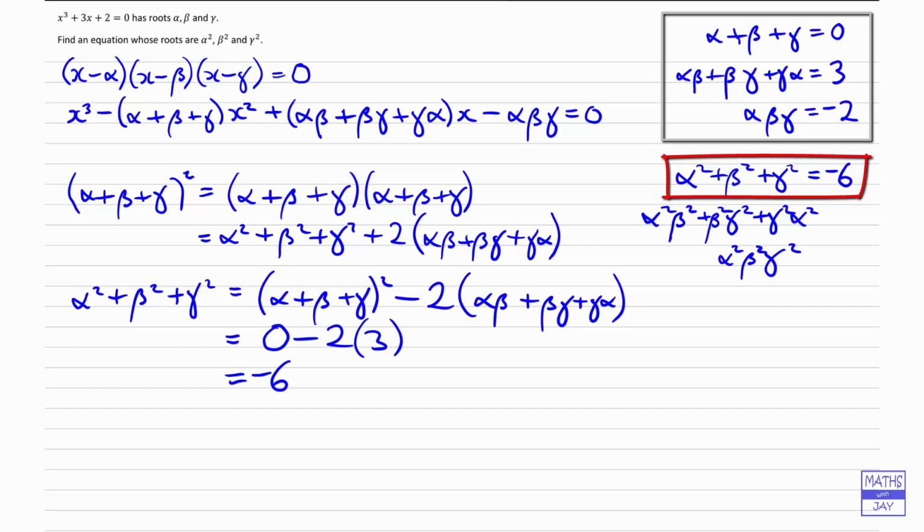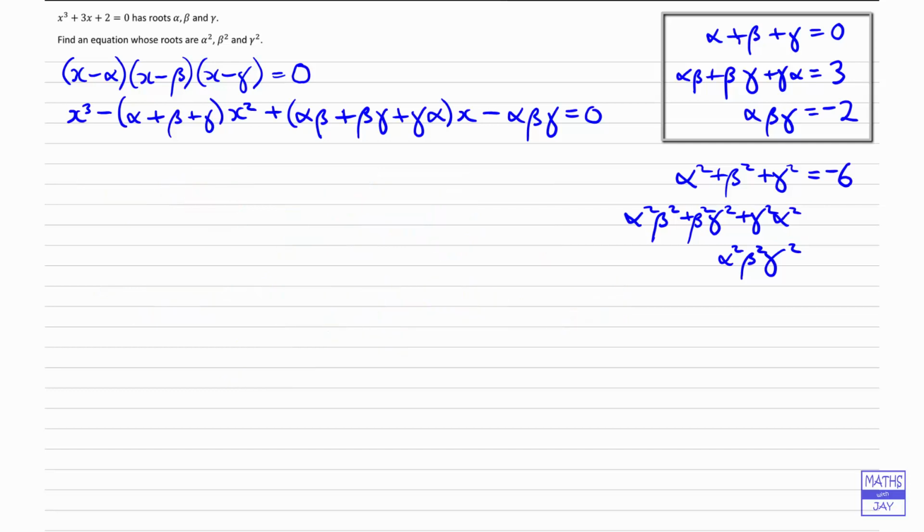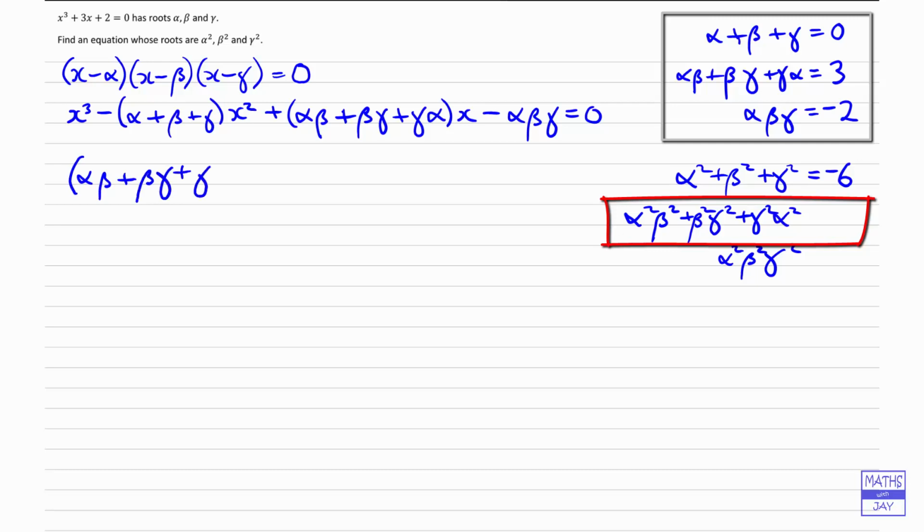So now let's have a look at how we can find the next one, and let's give ourselves some more space. So the next thing we want to find is alpha squared beta squared plus beta squared gamma squared plus gamma squared alpha squared. So we'll go back to what we actually know, and we will write down the square of alpha beta plus beta gamma plus gamma alpha. So as we did last time, let's write down that bracket twice so it's really clear what we're doing.